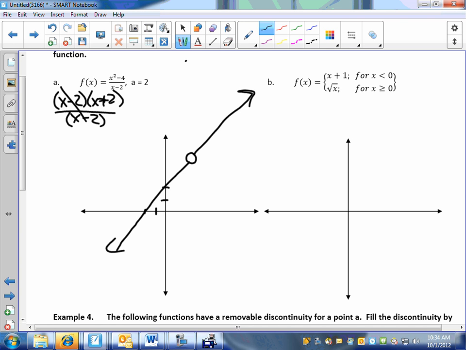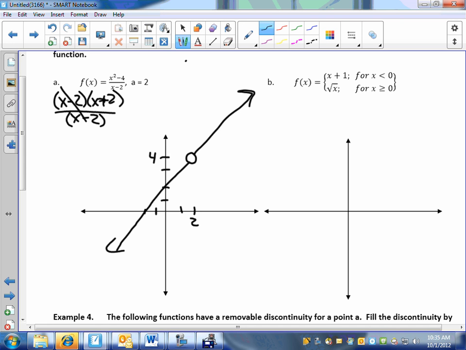If you put the value of 2 into your function, it's undefined at that spot. So this graph looks like a line, but there's an undefined value at technically the coordinate (2, 4). How do I get (2, 4)? Well, it says 2, and if you plug it into x plus 2, you get 4 as your y value. So I know that that's a problem.